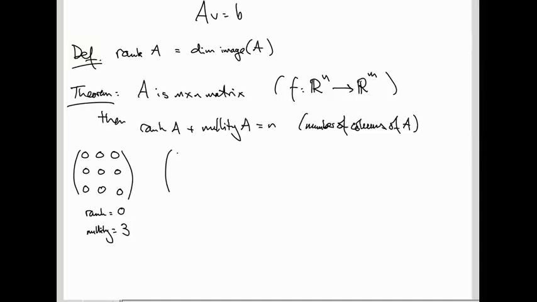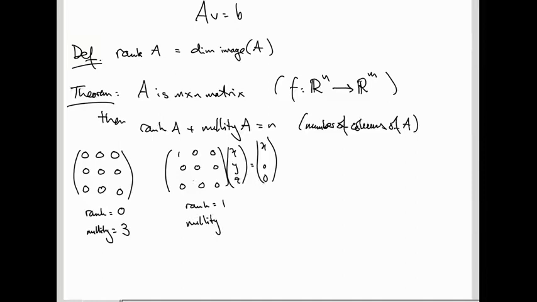Next example, 1, 0, 0, 0, 0, 0, 0, 0, 0. What's the rank? Well, if you apply this to the vector x, y, z, you just get x, 0, 0. So the image is the x-axis, so the rank is 1. And the nullity, well, the nullity, remember, is the number of free variables. This is already in echelon form. So the number of free variables is 2, and 1 plus 2 is 3. So you see, as the rank increases, the nullity goes down, or as the nullity goes down, the rank increases, vice versa.